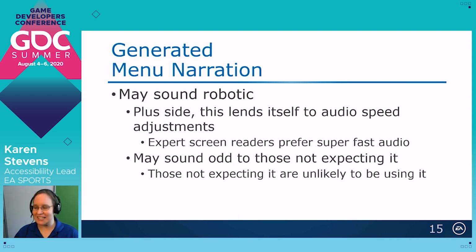Now, the most obvious thing I'm sure you've noticed is it may sound robotic because it is literally a robotic voice. On the plus side, this actually lends itself to audio speed adjustments. If hypothetically you ever wanted to speed up the audio, it's designed to be sped up. If a blind user is using a PC, for example, they typically have the audio set to many times what standard speech is. So it's like a super fast Micro Machines commercial. That's just how blind users are used to using their PCs. So the ability to have that option in your game is really powerful.